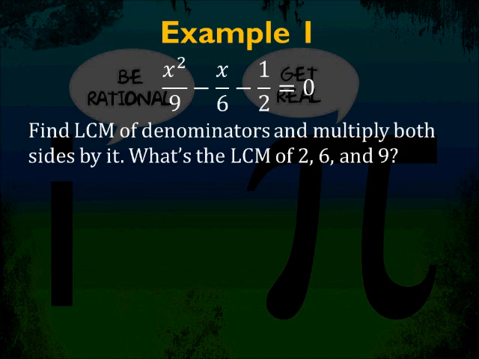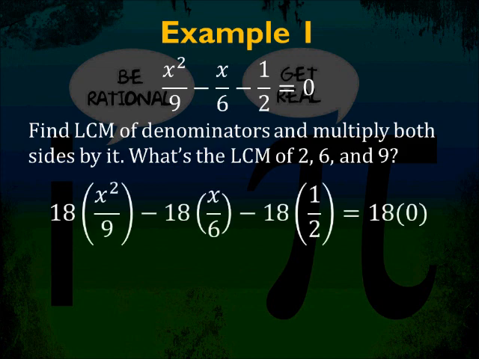So what is the least common multiple of 2, 6, and 9? Well, if you wanted to do that by hand, you would see that it is 18. So you multiply every term of the equation by 18 on both sides. So 18 times the first term, 18 times the second term, 18 times the third term on the left, and 18 times the 0. Now, you'll want to set it to be 0 on one side so you don't have to worry about multiplying the right side, because anything times 0 is going to be 0. So now you just simplify each term, and you get 2x squared minus 3x minus 9 equals 0.